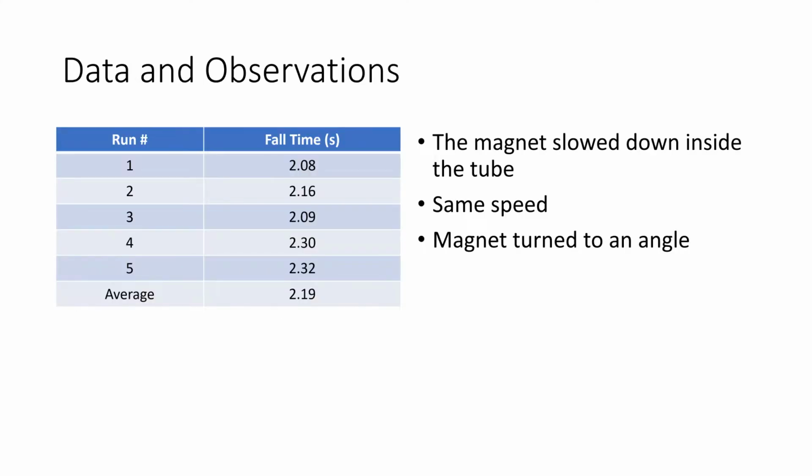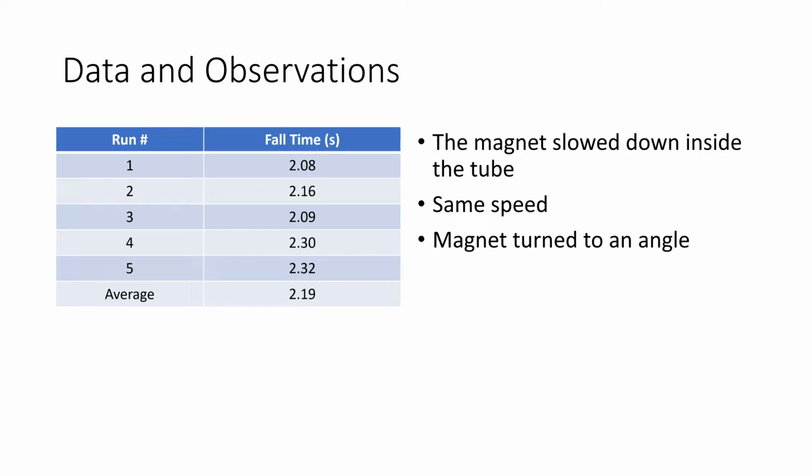Here is my data from the tests. I dropped the magnet from rest through a tube of aluminum foil. I held the tube suspended in the air so that the magnet could pass all the way through. I repeated the experiment 5 times so that I could minimize error in my analysis. These are the times that I measured from when the bottom of the magnet entered the tube until the top end exited. The average time was 2.19 seconds.